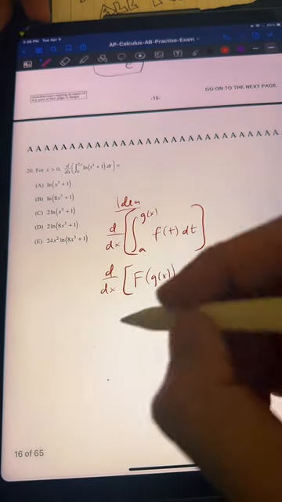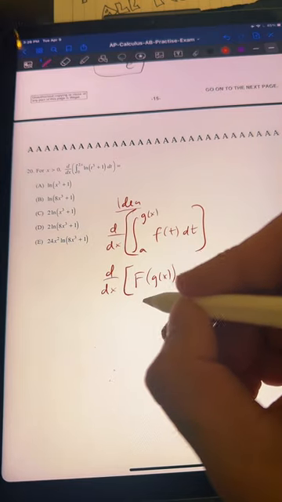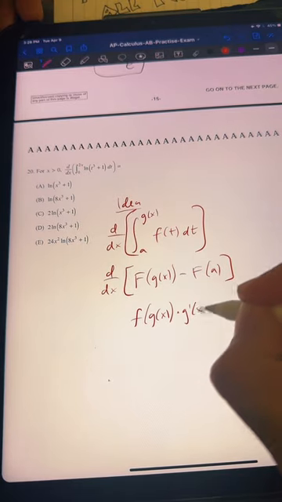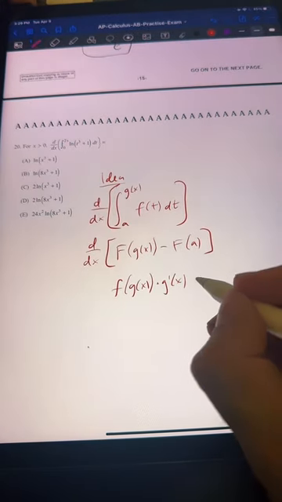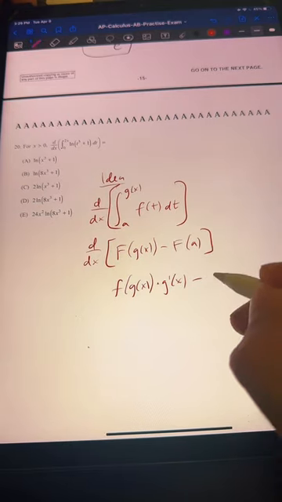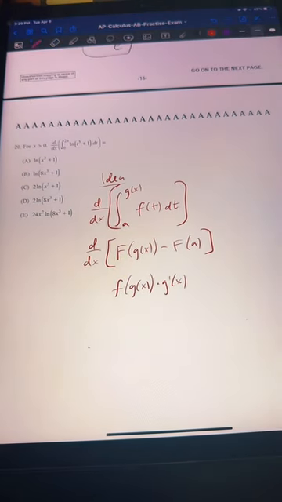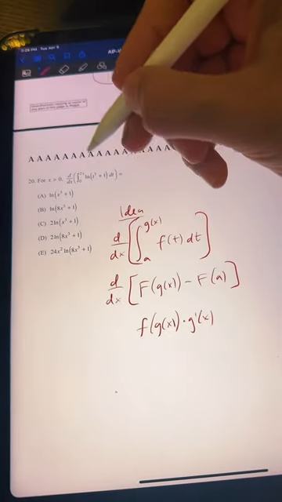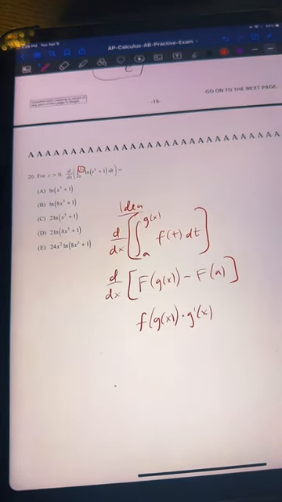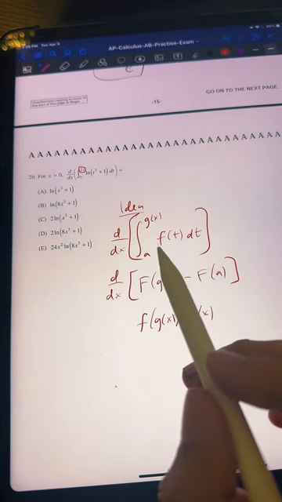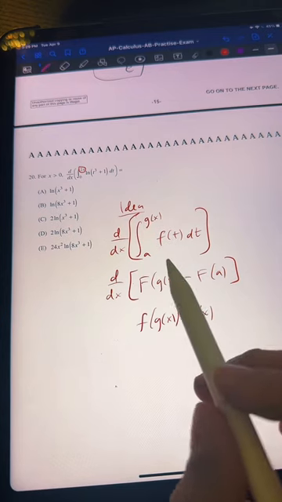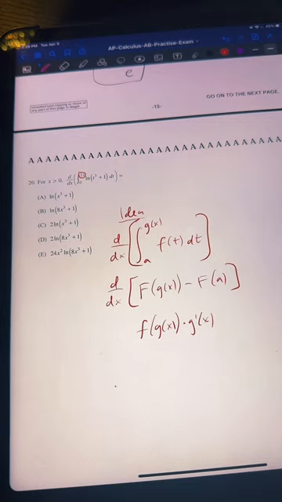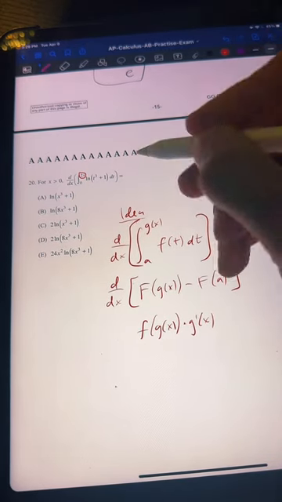Now when we take the derivative of this, we take the derivative of capital F, which becomes lowercase f of g of x, times g prime of x, because we just applied the chain rule here, minus the derivative of a constant, which is 0. So this just goes away. That's the second fundamental theorem of calculus. We have to be very careful with that, especially in this case, because we have a 2x on here. What they're saying is that if you want to take the derivative of an integral, it's just equal to the original function evaluated at one of the parameters times the derivative of that specific parameter.